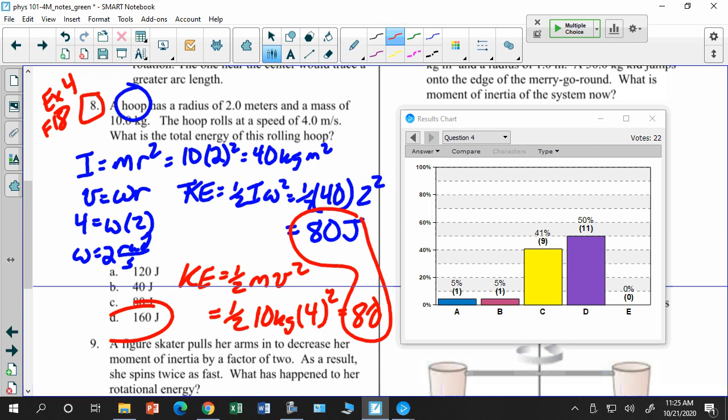Y'all did pretty well on that. We haven't really talked about how you can have a rolling body that has both rotational and translational kinetic energy. But it's true in the lesson, and you'll see that on the exam. You'll see it as you're practicing too.